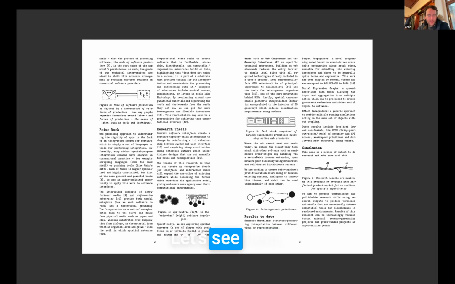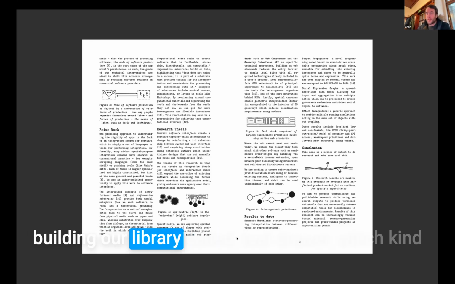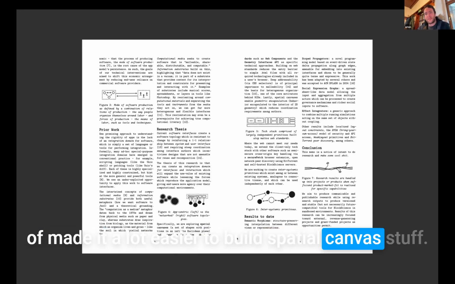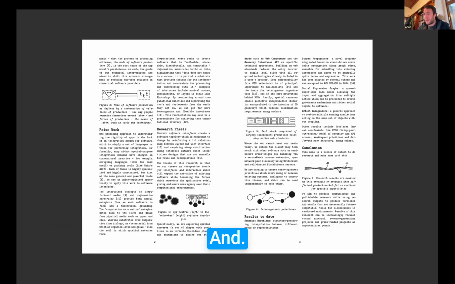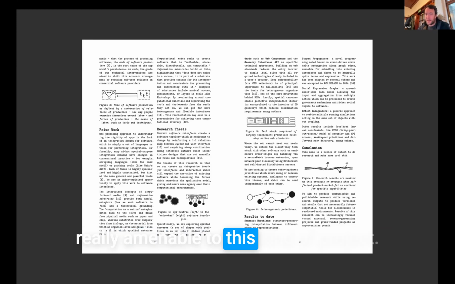Yeah, let's see here. So that's kind of what started this project, and a lot of the earlier work was building on a library called TLDraw, which made it a lot easier to build spatial canvas stuff. And I think there's a bunch of properties of spatial canvases that we can maybe get into another time that I think make it really amenable to this kind of project. But it's also not the thing that you need all of the time.